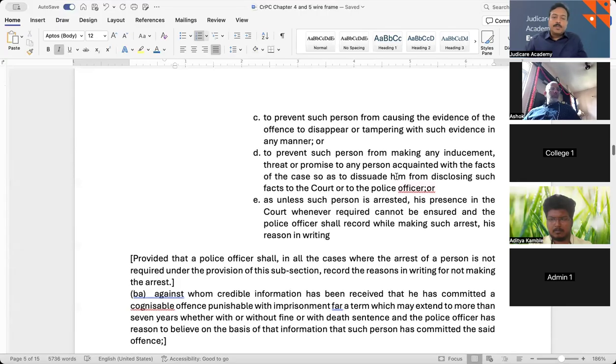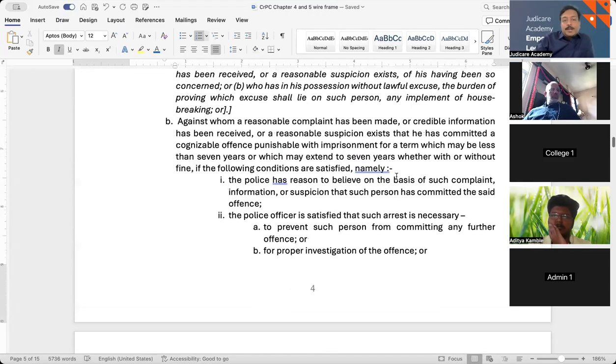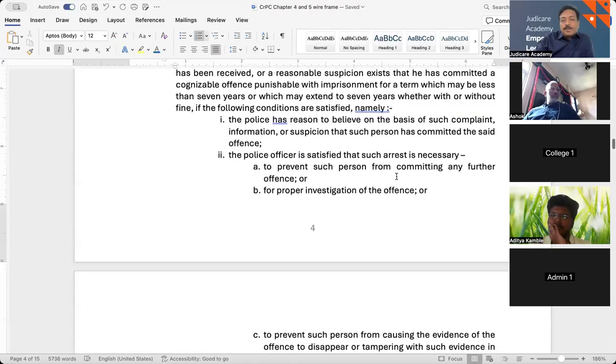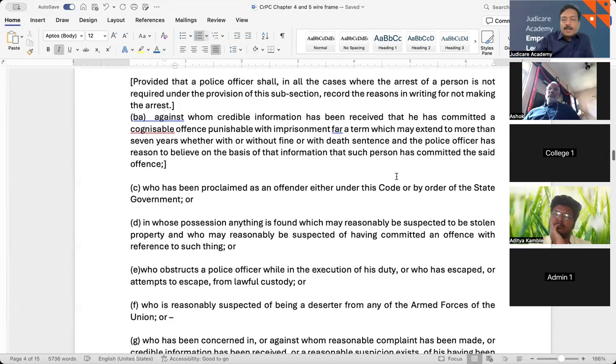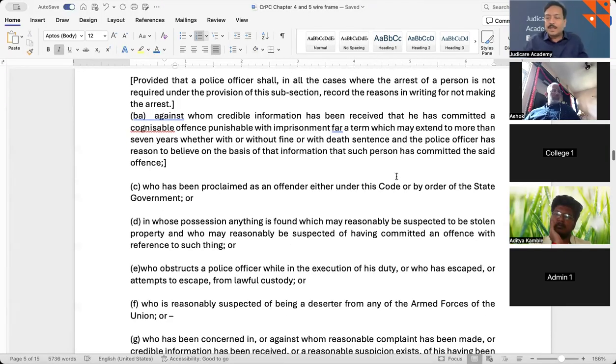Now, provided that a police officer shall, in all the cases where the arrest of a person is not required under provision of this subsection, record the reason in writing. So, what it means is, in spite of these reasons, if the police officer still believes that none of the ingredients are present and still wants to arrest somebody, he or she can do that. But then there should be a reasonable reason in writing for why he has made that arrest or why he has not made that arrest. So, in either of the cases, the person has to make a writing.